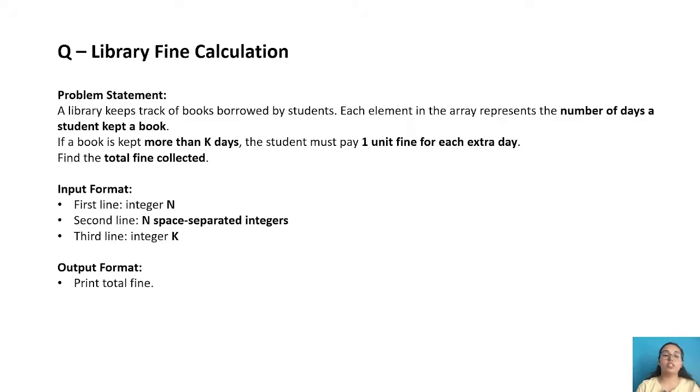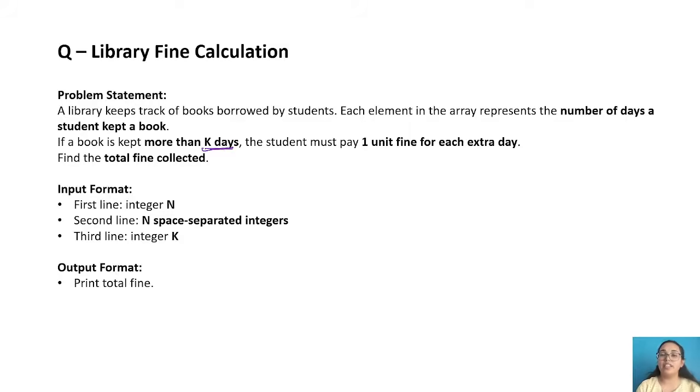What you have to do is they will give you an array, and in that array each number represents the number of days a student has kept a book, right? You will also be given k days. For example, a library has fixed that a student can keep a book only for 7 days. If he keeps the book beyond 7 days after issuing, he has to pay the fine, right? This k can vary, so that is why it will be given as an input.